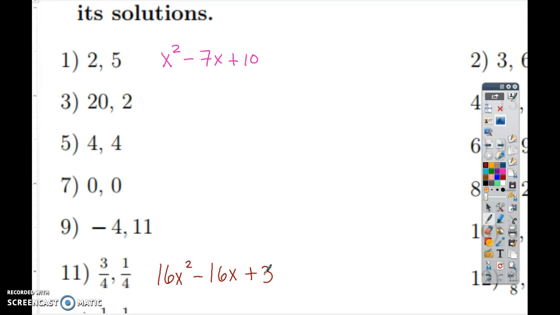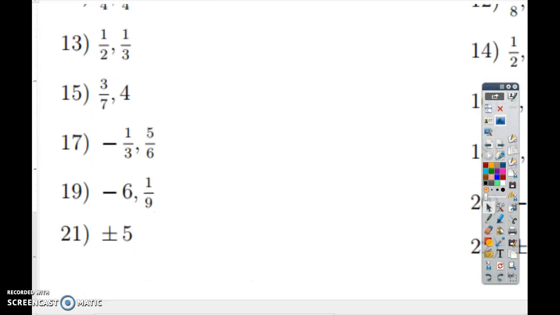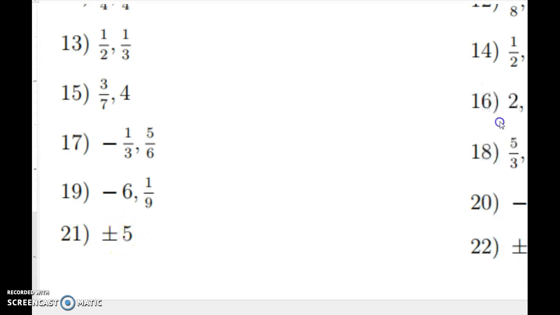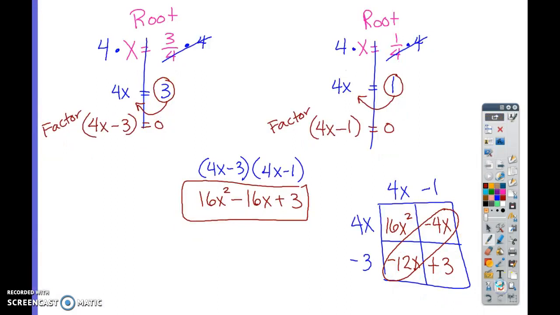Okay? I'm going to do one more, but I'm not going to finish it with you. So I just want to make sure that you understand how to do those type of problems. If you see one that says this sign, okay? That means it could be a positive 5 and it can be a negative 5. So number 21, one is a positive 5 and one is a negative 5. So one of the roots is a positive 5, the other root is a negative 5.